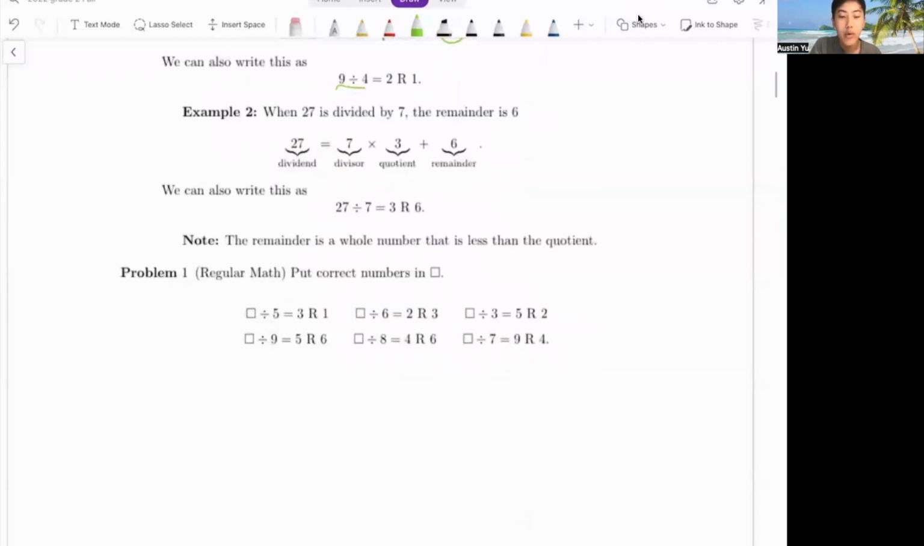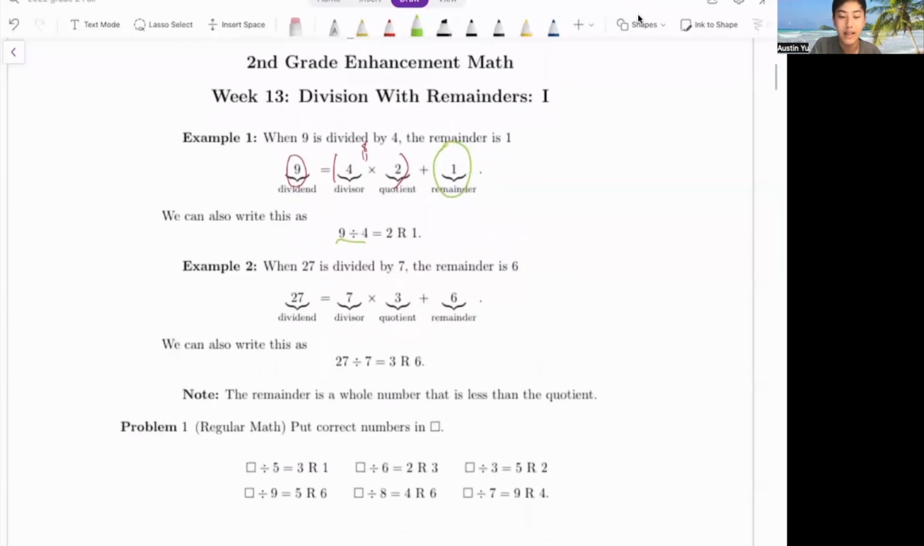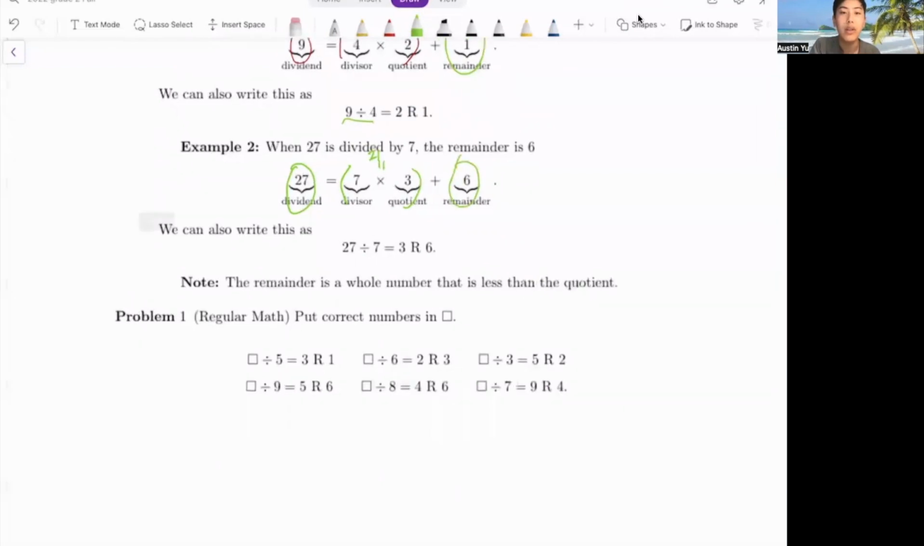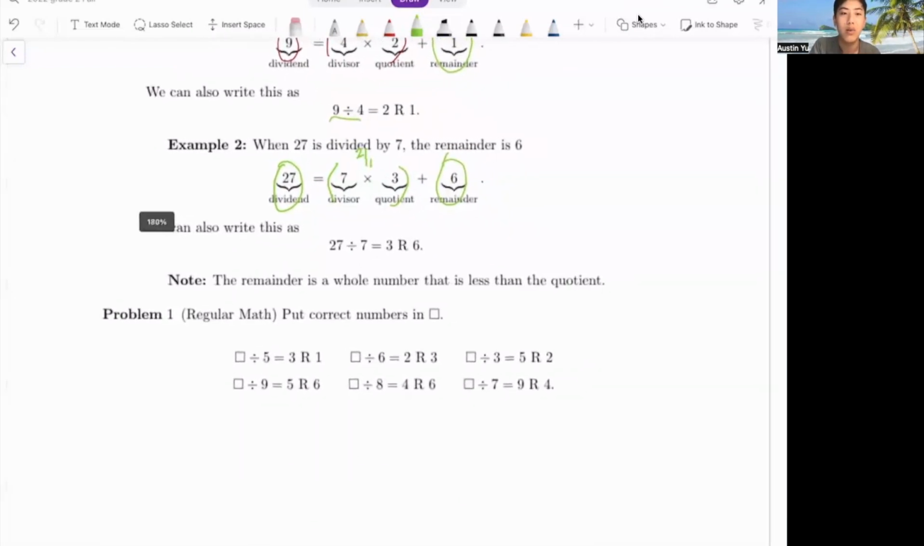In example 2, when 27 is divided by 7, the remainder is 6. As you see here, 27 is the dividend, and this is equivalent to 7 times 3. Again, 7 times 3 is 21, and if we multiply it again by 7, that's going to be too much. Therefore, we just leave it as a remainder of 6. We can also write this as 27 divided by 7 equals 3 remainder 6. Note that the remainder is a whole number that is less than the quotient.